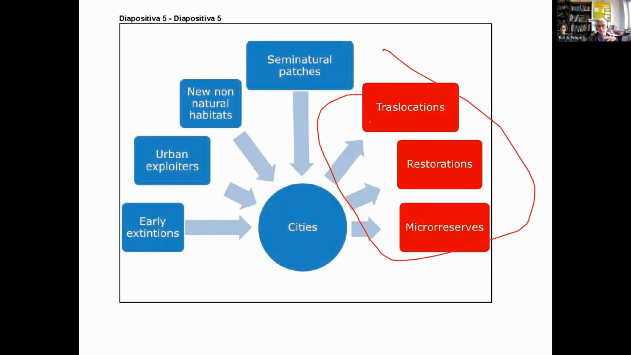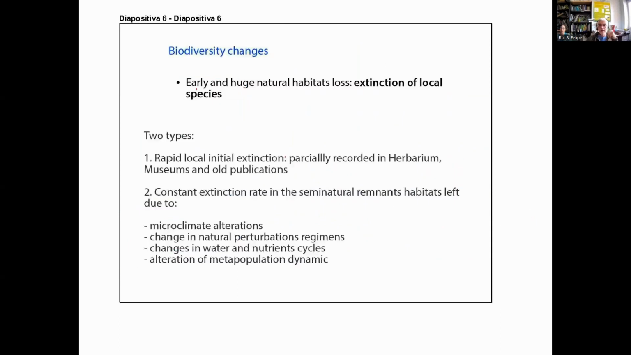We are not going to talk about all these points, but we are going to focus on something. For example, this, which is the most tragic thing happening to biodiversity in the cities, to my knowledge, I guess. And we are also going to talk about this and this conservation measures, micro reserves. So extinction in the cities is really huge at the very beginning.